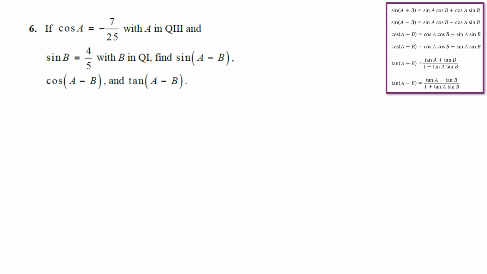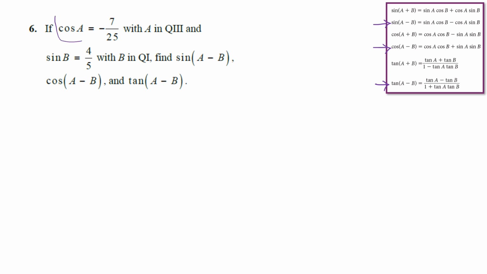All right, our next problem here tells us that if cosine A equals -7 over 25 with A in quadrant 3, and sine B equals 4 over 5 with B in quadrant 1, find the sine of A minus B, the cosine of A minus B, and the tangent of A minus B. So that means we are going to be using this formula, and this formula.